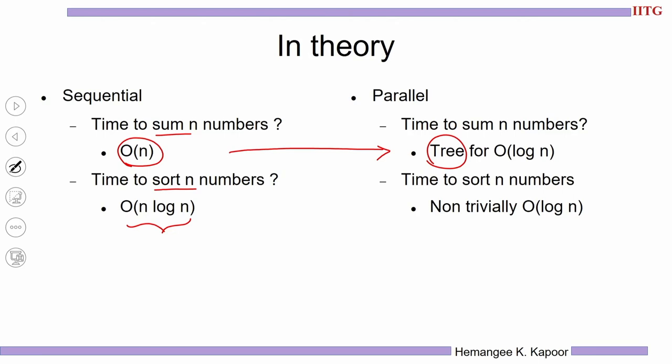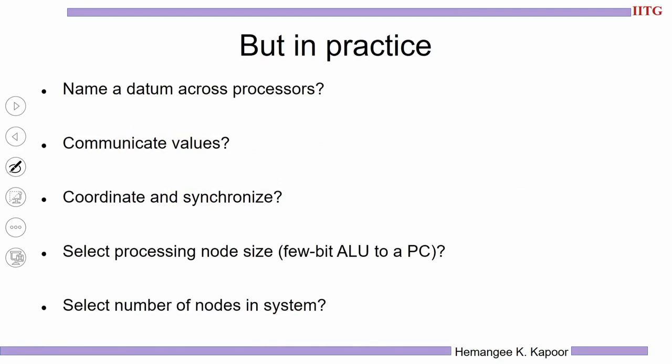Well, if we think I want to just divide this by n, it is not actually log n, but the best we could get is log n. So, that's in theory. But in practice, we are not going to get such a good speedup. Why? Because in practice, there are many constraints we need to follow.